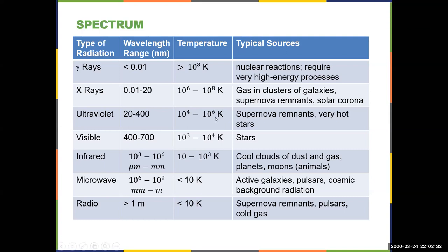X-rays also require extremely high temperatures, from about a million to about 100 million Kelvin. This is in gas, in clusters of galaxies, supernovae, and the solar corona.